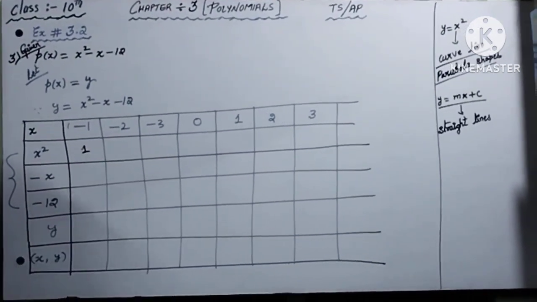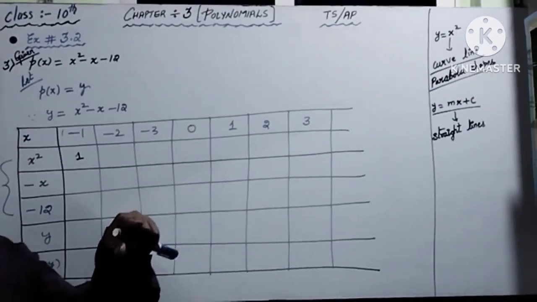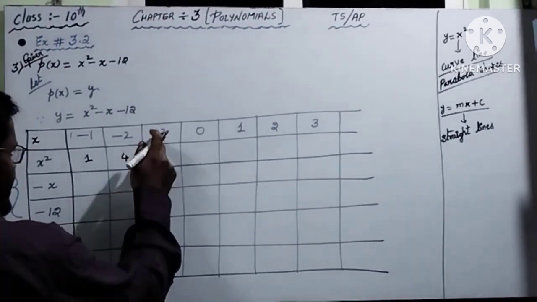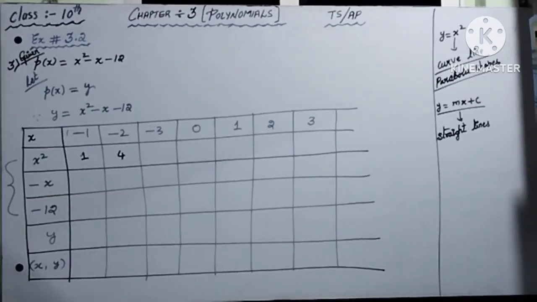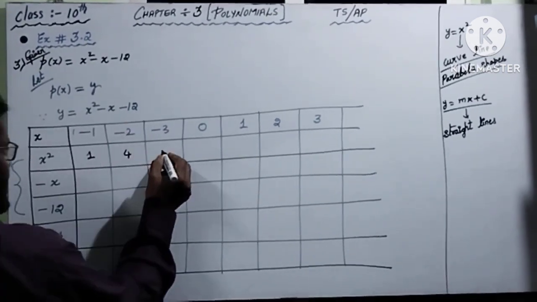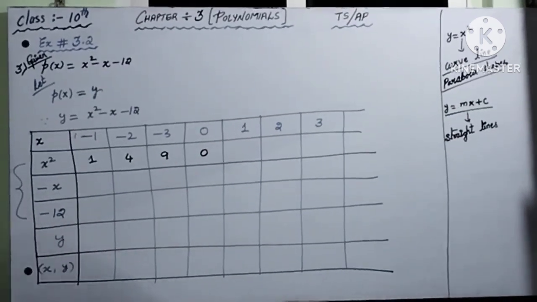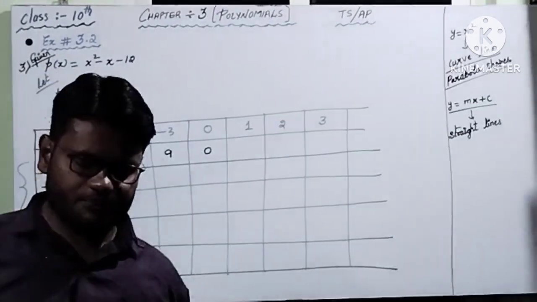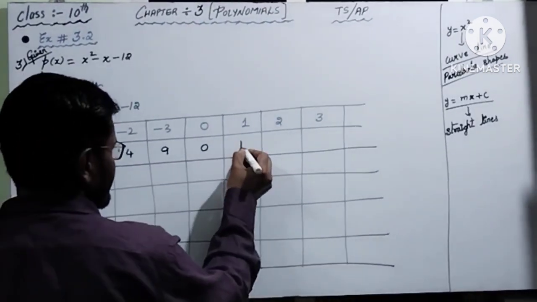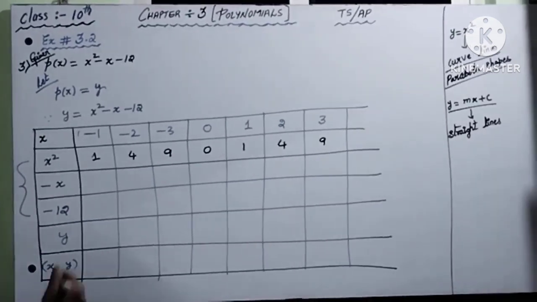Then here also minus 2 whole square means minus 2 taken 2 times, minus 2 into minus 2. Minus into minus is plus, 2 2s are 4. Then minus 3 whole square: minus taken 2 times, minus into minus is plus, 3 3s are 9. 0 square means 0 only. Then plus 1 into plus 1: plus into plus is plus, 1 ones are 1, 2 2s are 4, 3 3s are 9. Plus into plus, plus only we will get.